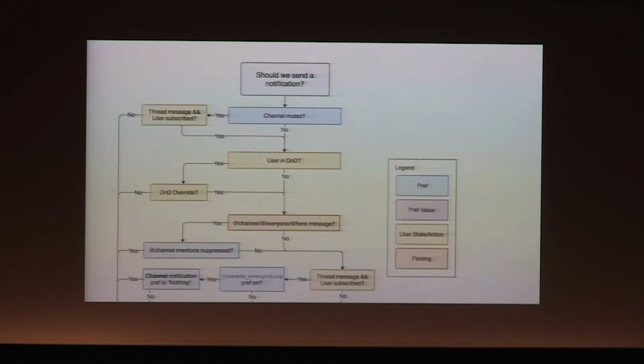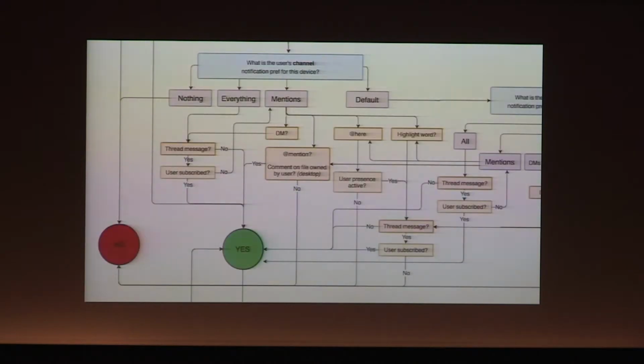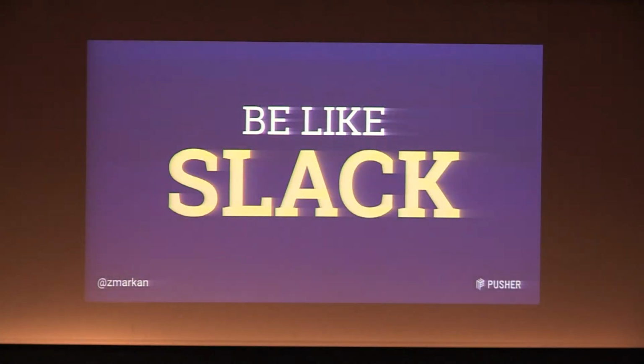I'll zoom in a little bit, and there is a ton of options here. For instance, the blue ones are user preferences. You don't see any purple ones. The orange ones are user states, and the rest of them are parsing, so add channel. So based on a bunch of stuff, we end up in either a yes or a no bucket. And yeah, that's science, but it works for them, and think about it. Really think whether you should send something.